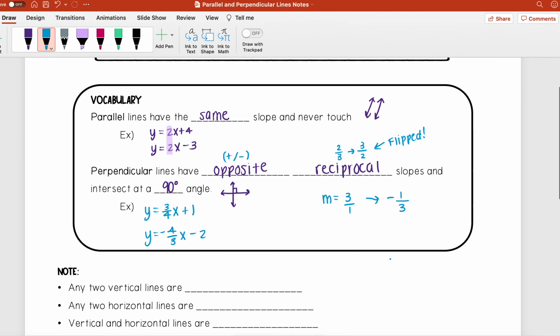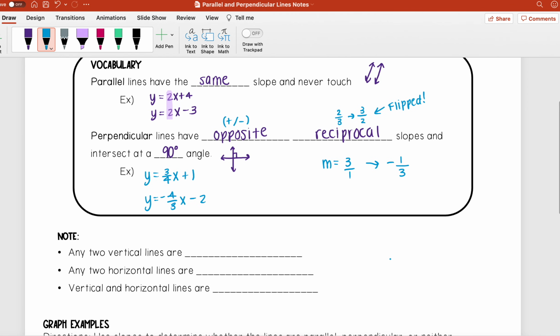A couple other things to note is that any two vertical lines are parallel. So if I have two vertical lines, they're always going to be parallel. Any two horizontal lines are also parallel. But then on the other hand, vertical and horizontal lines are always perpendicular.